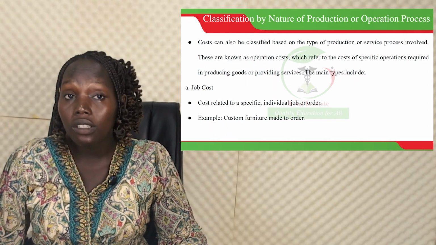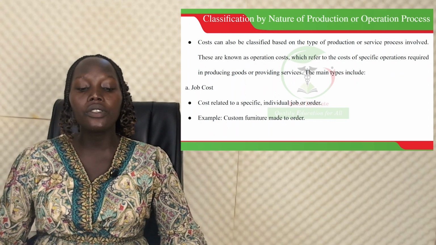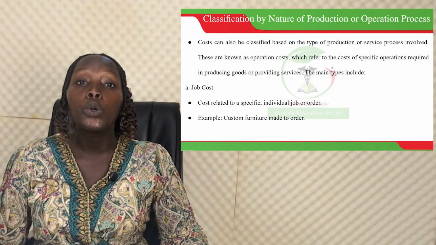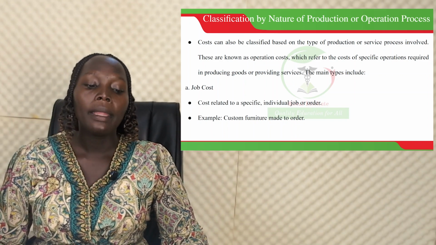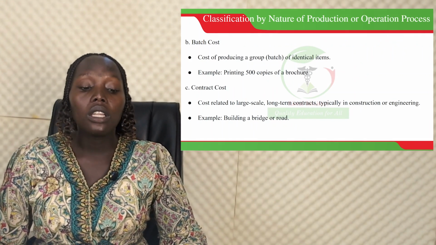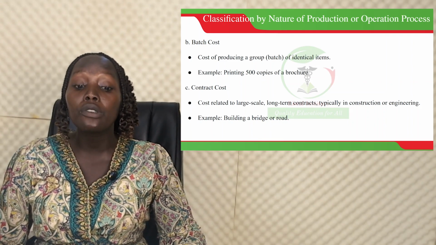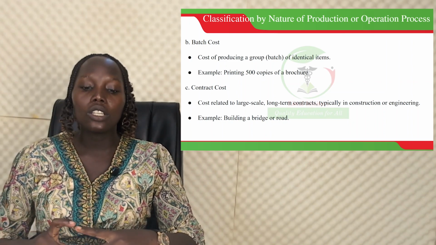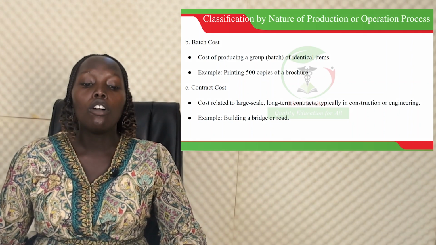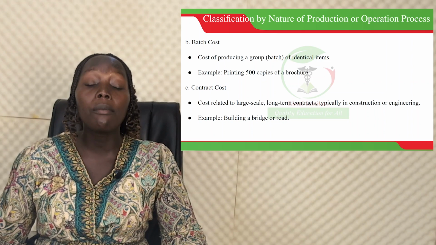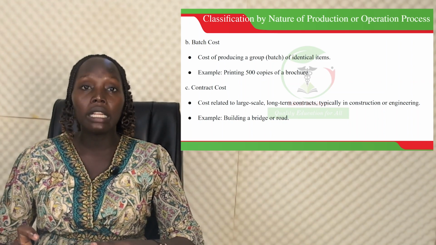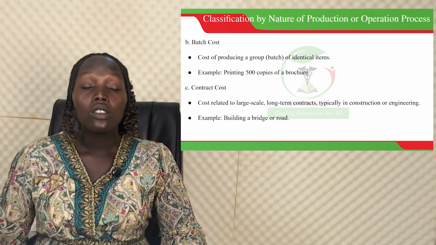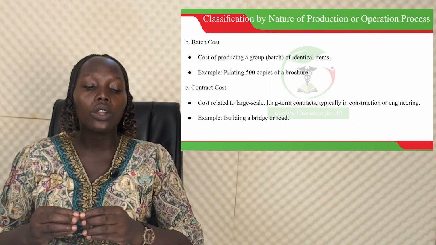The types: we have job cost. When we talk about job cost, it's the cost that is related to a specific individual job or order. For example, custom furniture made to order. And then we also have batch cost. These are the costs of producing a group of identical items. For example, when you're printing 50 copies of a brochure, they are all the same, right? It's a group of identical items, so you add the total cost of that, and that is what we call the batch cost.